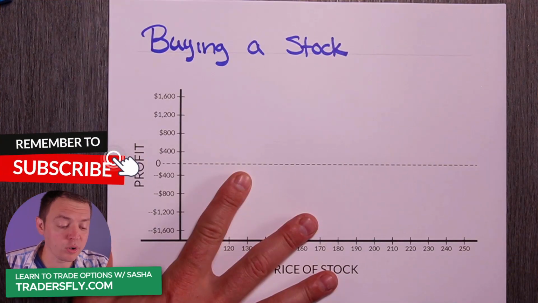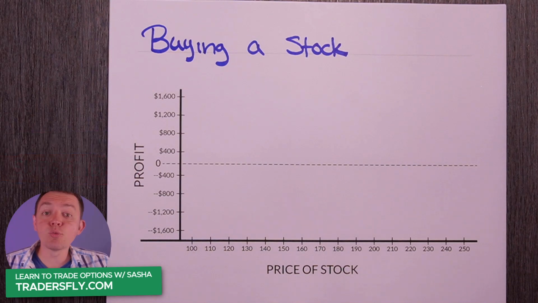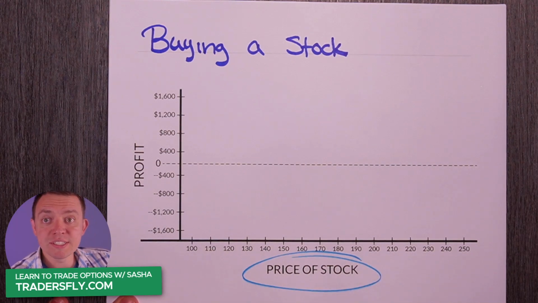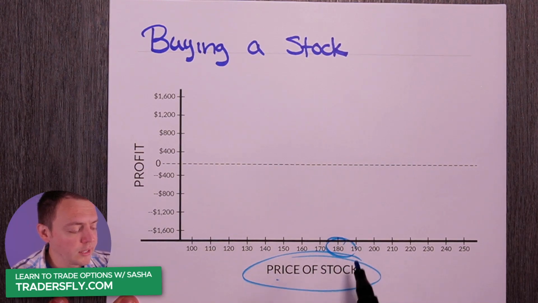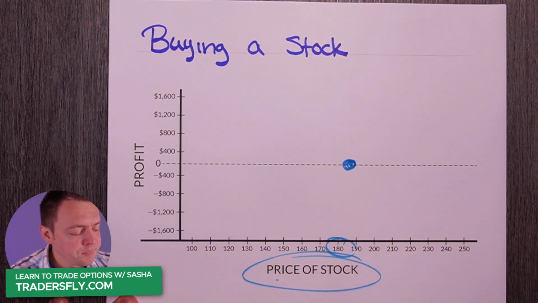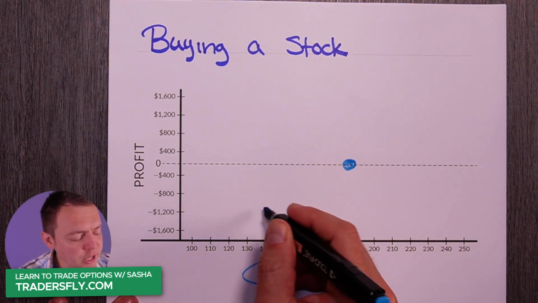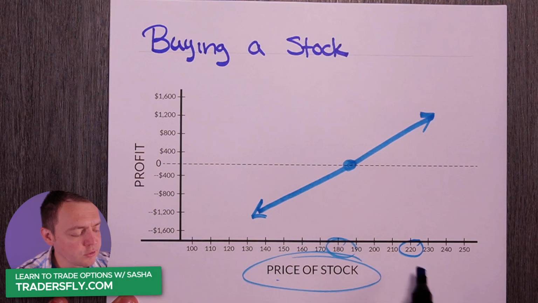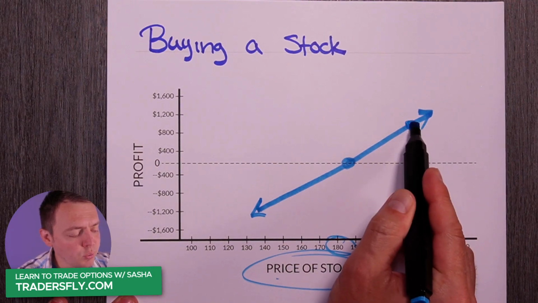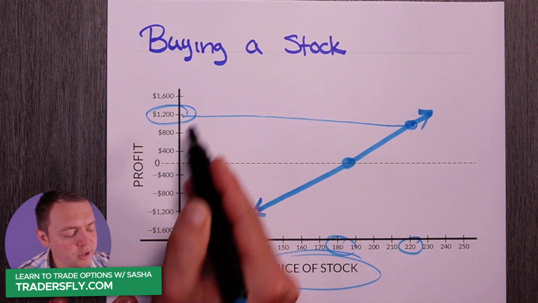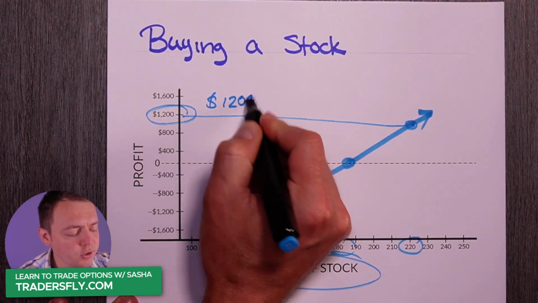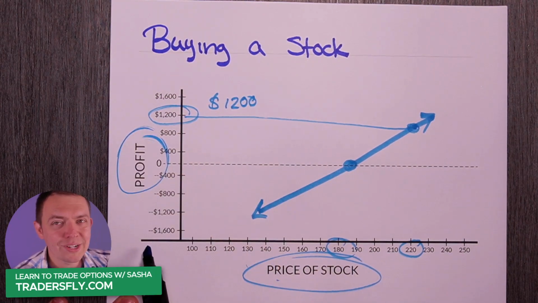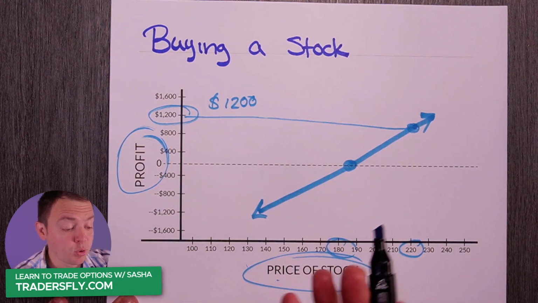So let's go back a little bit and look at how this works. We're going to go on paper and look at what a risk profile picture is when it comes to buying a stock. I've got the price of the stock right here. If the stock price is 180 and that's the price I buy it at, I'm going to put a dot right here. If I buy 100 shares, my risk profile picture might look something like this. If the stock goes to, let's say, 220, I go to 220 and then over here and say, okay, I'll make about $1,200. So you're matching up the price of the stock to the profit or loss on the left side. This is what a stock risk profile picture looks like.